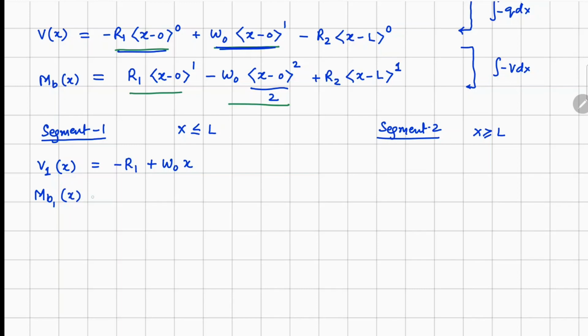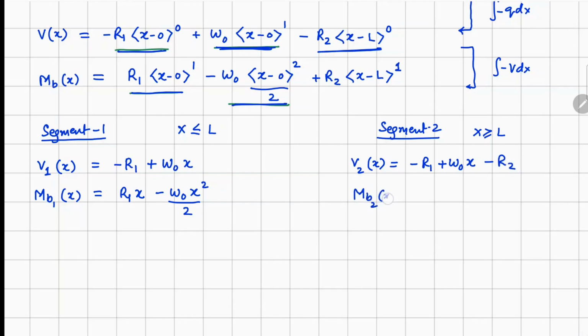Similarly, for MB1x, from here we are going to get R1 times x, and this term right here will give you W naught x square divided by 2. Now when we come to segment 2, it is going to be all three functions, but the first two we have already calculated in V1, so we can write that down: minus R1 plus W naught x, that's coming from V1, and this last function right here is going to be minus R2.